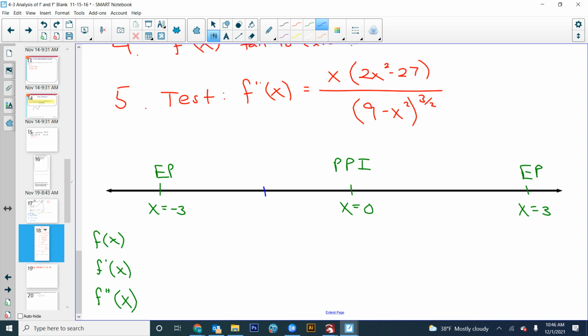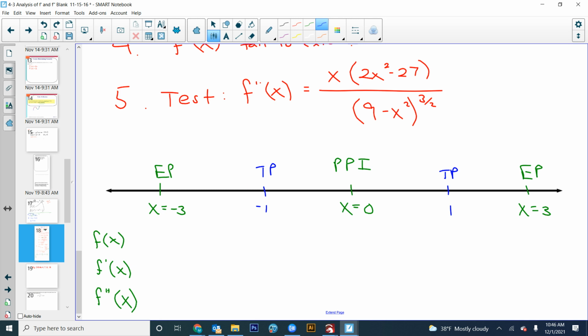How about -1? And +1. Plug in -1. All we care about is positive or negative. Are you ready? -1 squared times 2, -27. So that's -25, correct? Times a -1, positive. Over a, do I need to plug in -1 for x? It's going to be positive, right?